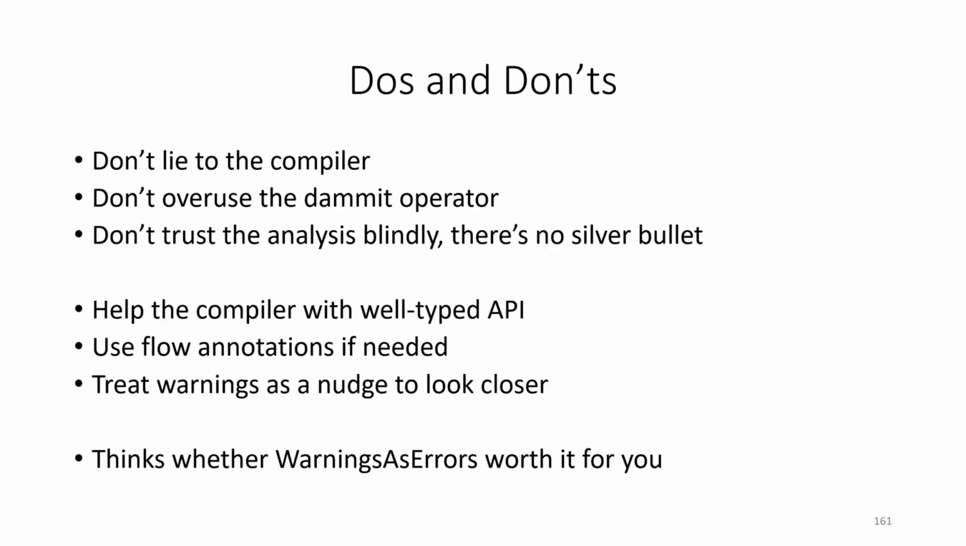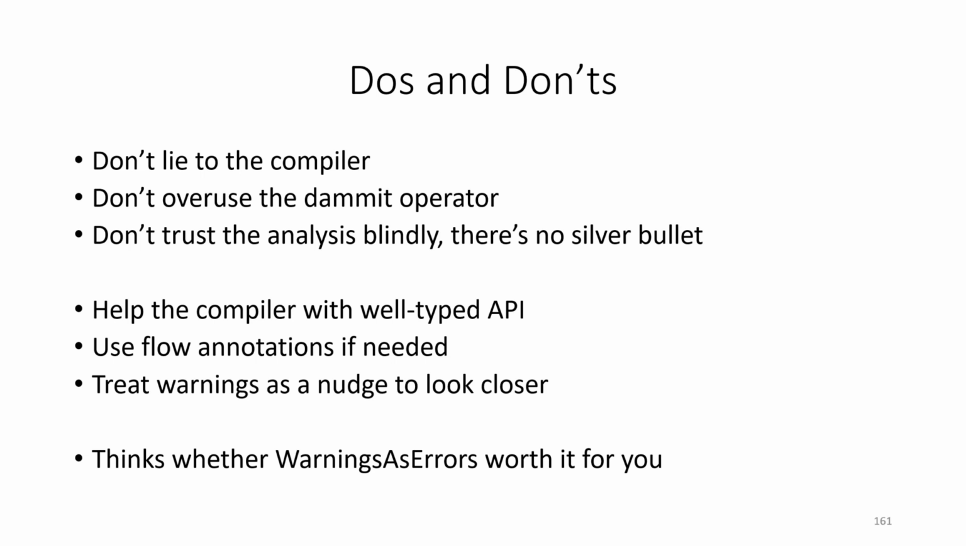So to sum it up, please don't lie to the compiler and don't overuse the diamond operator. And also don't trust the analyzers blindly, because at the end of the day, it's just another analyzer engine with its own downsides and sets of assumptions. And please help it with well-typed APIs and use flow annotations if needed. And treat its warnings as a nudge to look closer at some code that could potentially be problematic. It will be easier to spot such problems, but still, at the end of the day, if you think that something is probably okay, it probably is.